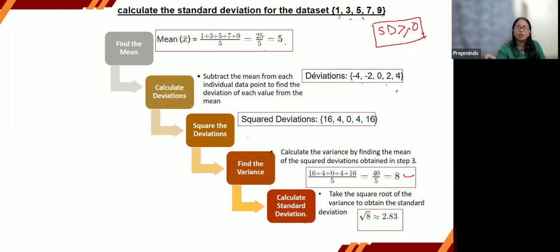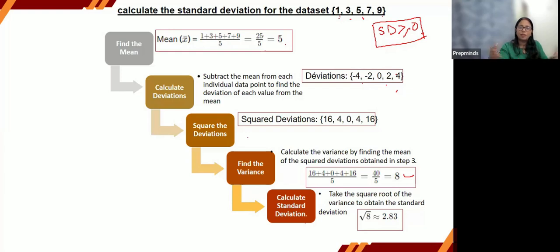Right, because the deviation of these numbers in the set from the mean of the set will be less. So if the deviation is less, of course the squared deviation is going to be less, then the variance is going to be less, and definitely the standard deviation is going to be less. So when the numbers are close to the mean, the standard deviation will be less.